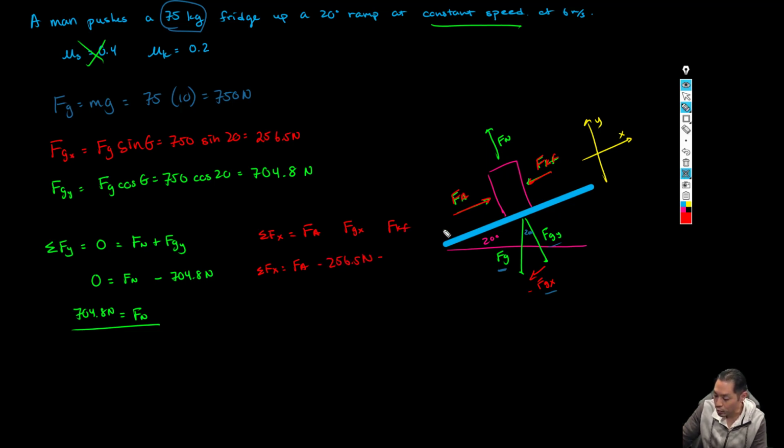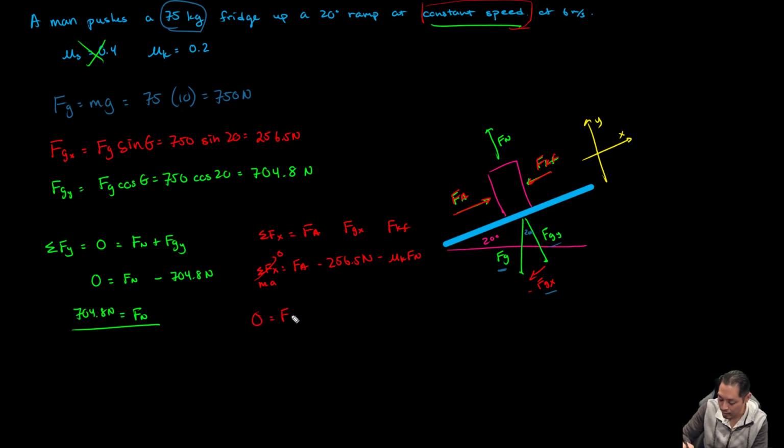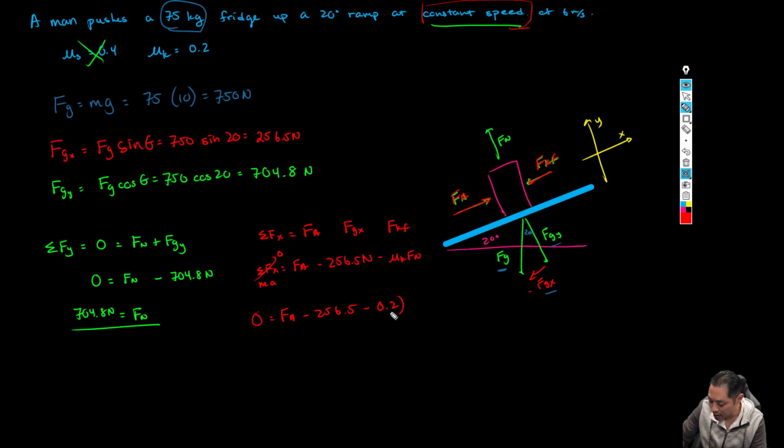And then I can figure out this one. This is the same direction of Fgx. I'm going to make it negative. And force of kinetic friction is mu k Fn. And luckily for us, we have Fn over here. So then here, this is also equal to 0 because of the constant speed. So remember, sum of all forces is ma. A in this case is 0 because it's constant. So 0 is equal to Fa, force applied, minus 256.5 minus mu, which is in this case 0.2, times 704.8.